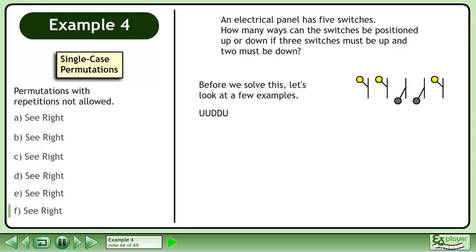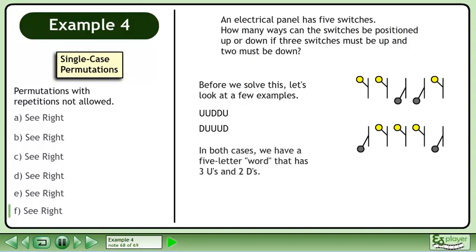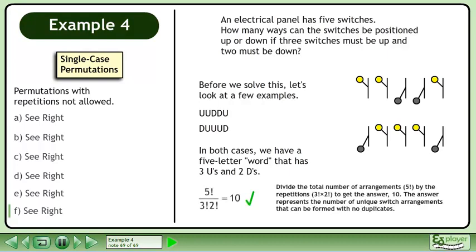One possible arrangement is up, up, down, down, up. Another possible arrangement is down, up, up, up, down. In both cases, we have a 5-letter word that has 3 U's and 2 D's. Divide the total number of arrangements, 5 factorial, by the repetitions, 3 factorial times 2 factorial, to get the answer, 10. The answer represents the number of unique switch arrangements that can be formed with no duplicates.